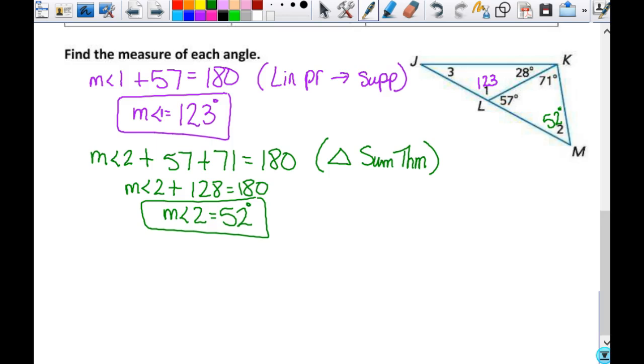52 degrees. All right, so now angle 3. Do I have more than one way I could find angle 3? Yes. Could I use the big triangle, triangle JKM? I could. Is there an easier way? Yes. To use JKL, right? It'd just be a little bit easier. I could do that. So those 3 angles also have to add to give me 180, right? So the measure of angle 3 plus 123 plus 28 equals 180. That is the triangle sum theorem.